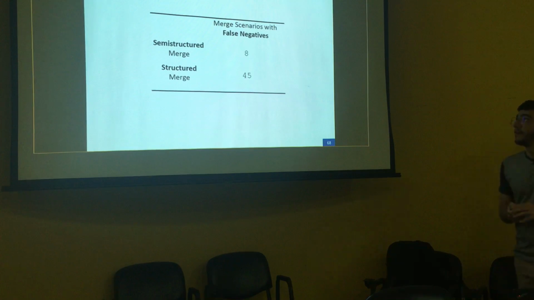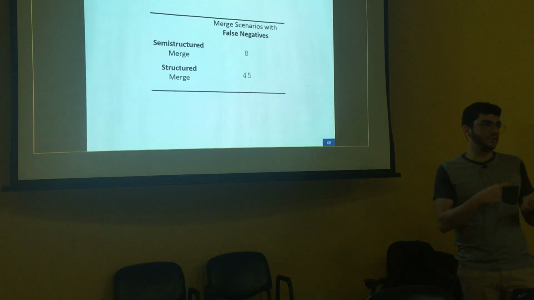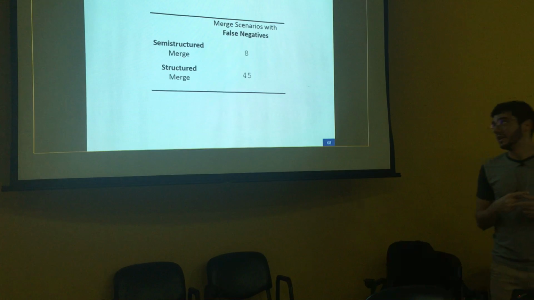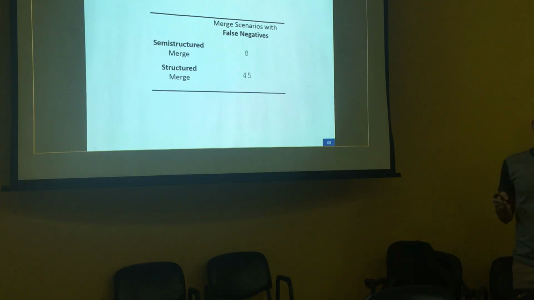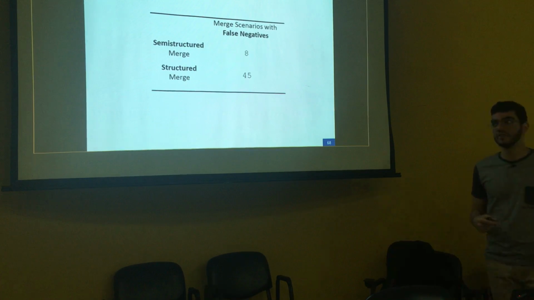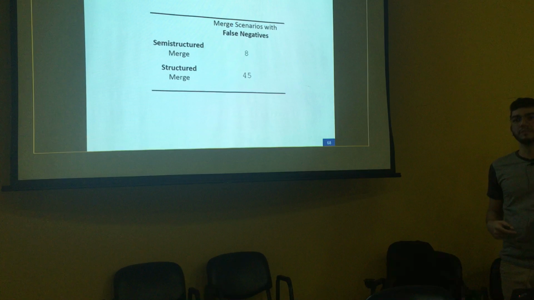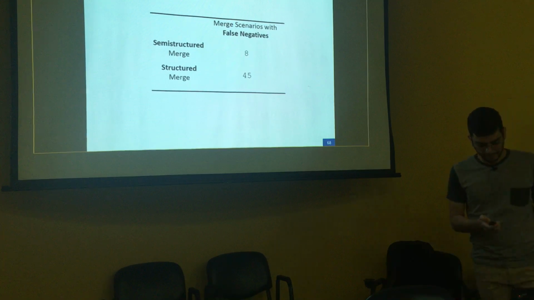For question number 5, about false negatives, the situation is reversed. This time we found that structured merge had about 6 times more merge scenarios with false negatives than semi-structured merge. So for these scenarios, the build was broken, at least one test failed, or we did find interference when inspecting the change. So the tool that did not report the conflict actually missed the conflict. Okay.